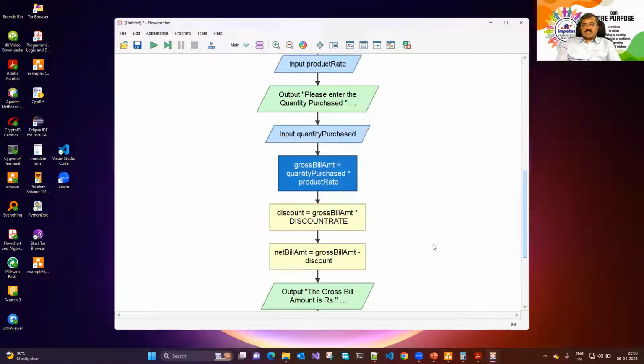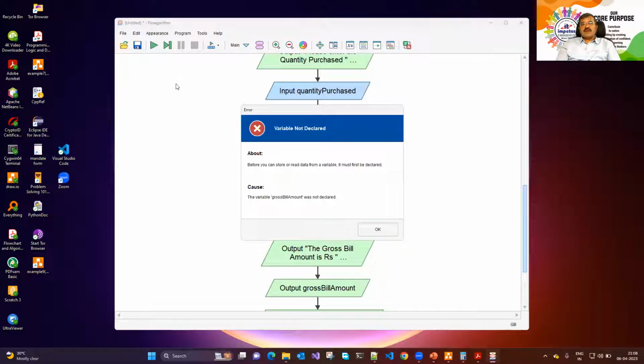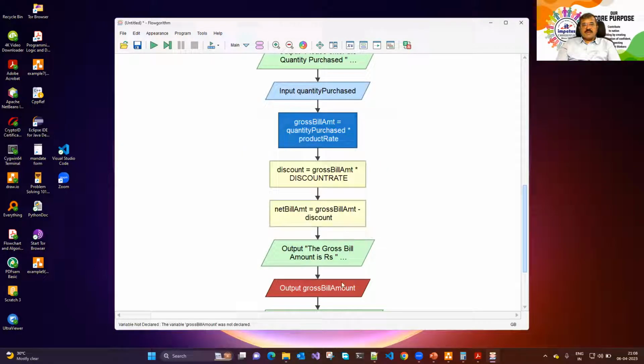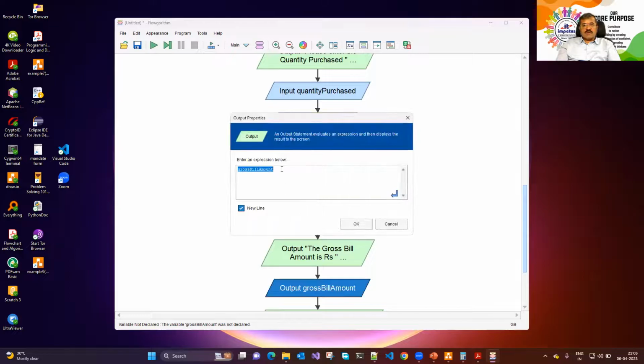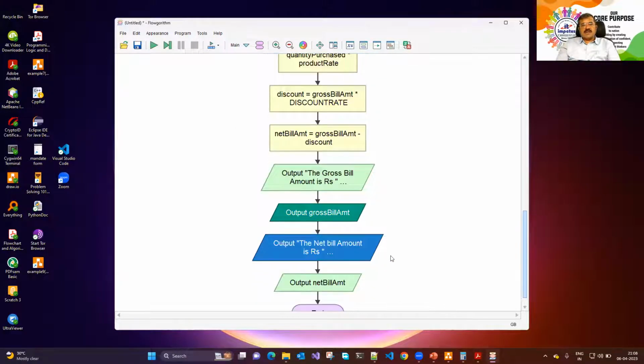Now, once you have written this particular code, it's time for us to test whether this code is correct or not. Tools like this give you an opportunity to run the code and see. So you could literally run the code. It says before you can store the variable, you must have declared it. So somewhere I have misspelled the variable called gross bill amount. Variable name should be consistent. So it was AMT, so we say gross bill amount. That correction has now been done.